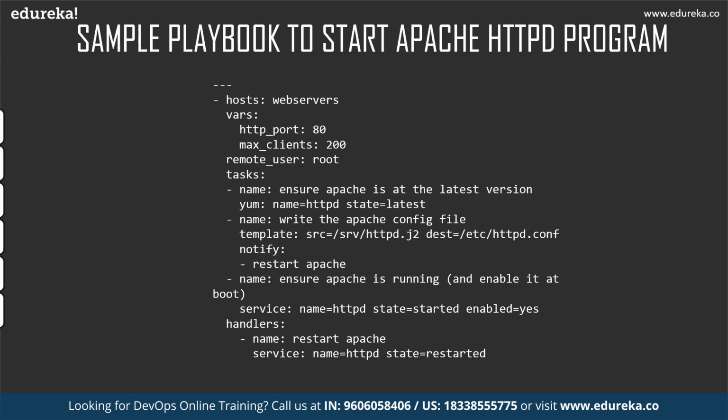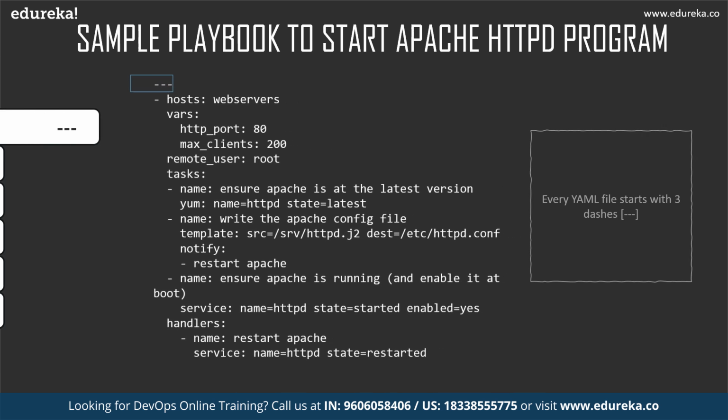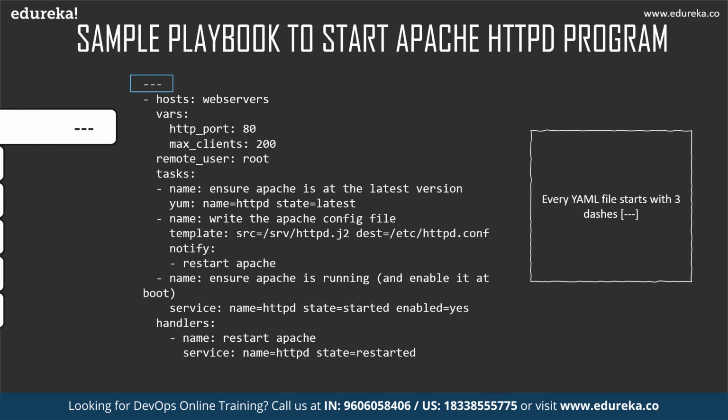So as you can see on my screen, this is a sample playbook to start the Apache HTTPD program, where we have 3 dashes that represent the start of the YAML file. And then we have a few items in the list. So let's discuss each of these one by one. Starting with the 3 dashes, as I mentioned before, every YAML file starts with 3 dashes, and that is the only significance of 3 dashes. These three dashes tell Ansible that it's a YAML file which is being written.